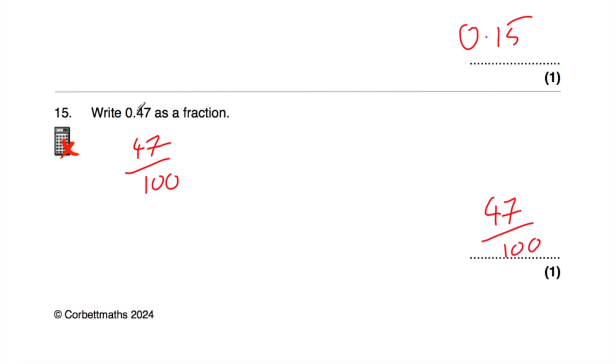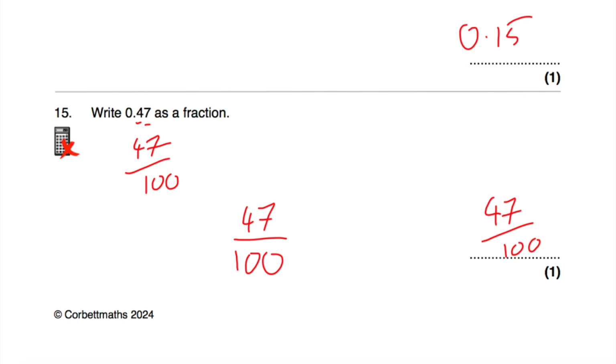Alternatively, again we've got a number here, 0.47. This number has got 2 decimal places, that's 2 digits after the decimal point, so that means that the denominator will be a 1 followed by 2 zeros, and then we've got 47, so it would be 47 over 100, and again that's our answer, 47 over 100.